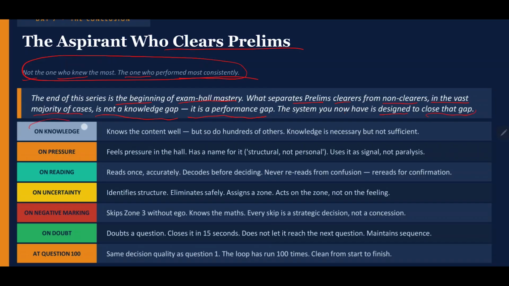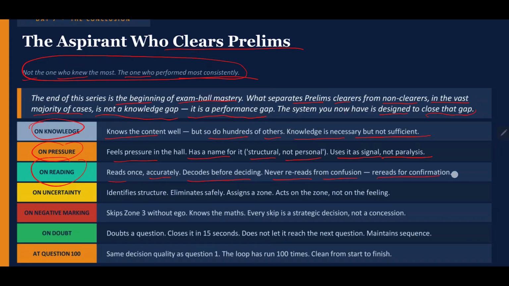Okay. On knowledge: one knows the content well, but so do hundreds of others. Knowledge is necessary but not sufficient. On pressure: you will feel pressure in the exam hall. Name it as structural, not personal. Use it as a signal, not paralysis. On reading: read once accurately. Decode before deciding. Never read it for confusion.